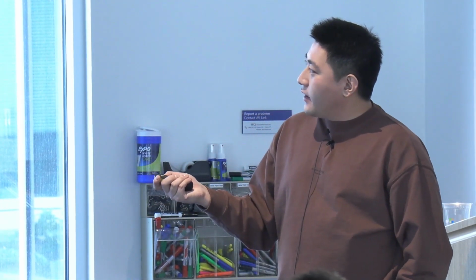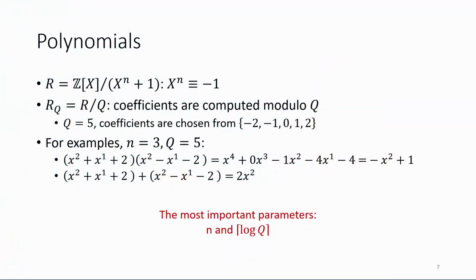And then further we have this quotient ring, where the coefficients are now computed modulo q. So your coefficients are no longer just integers. They are represented with a set of integers. For example, let's say q equals 5. Coefficients can be chosen from these 5 numbers. They are zero balanced, which is good. And the computation is done modulo 5.